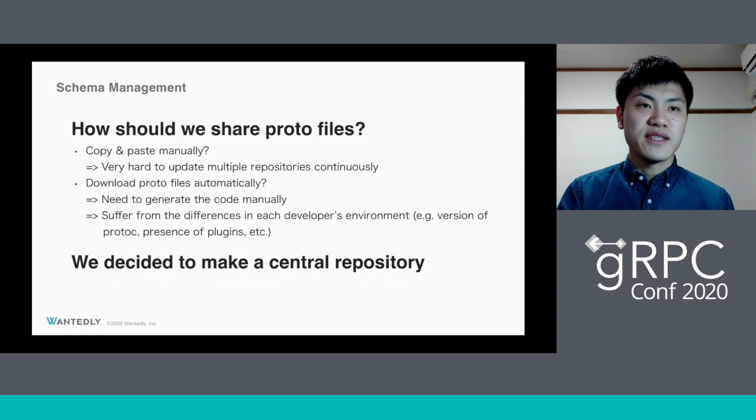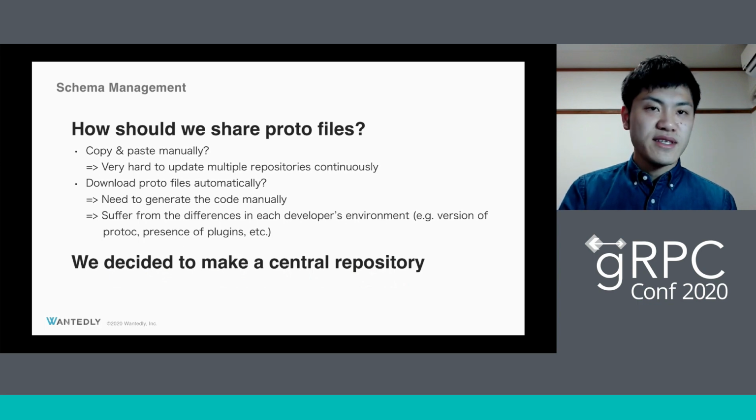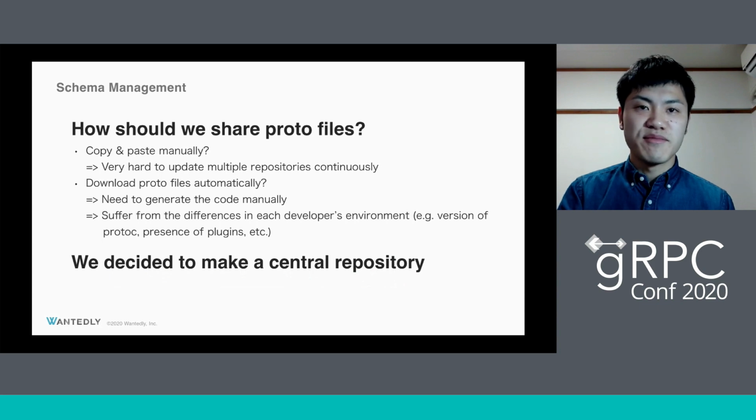For example, copy and paste manually. In this approach, it's very hard to update multiple repositories continuously, or to download proto files automatically in each repository. You still need to generate code manually for each repository. So you will suffer from the differences in each developer's environment, for example, version of protoc, presence of plugins, etc. So we decided to make a central repository for proto files.